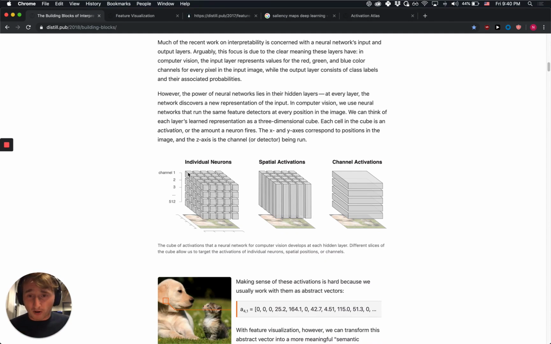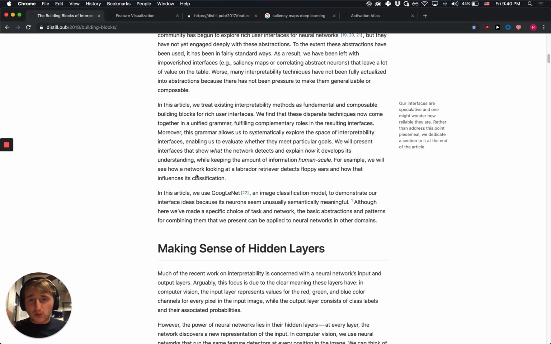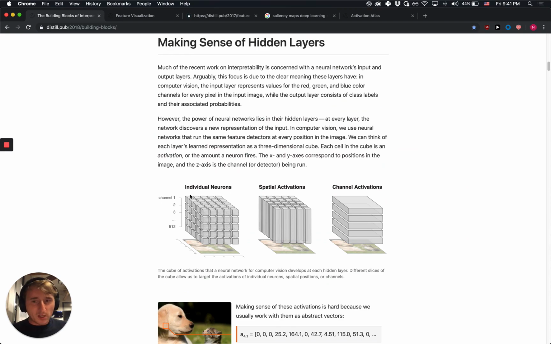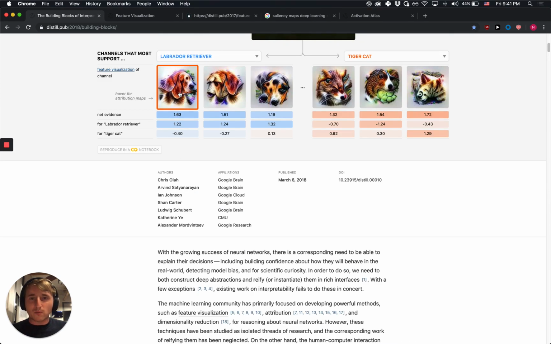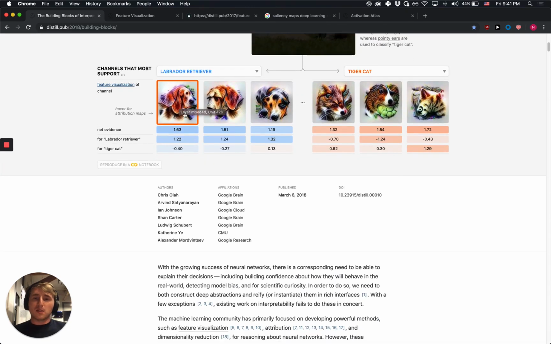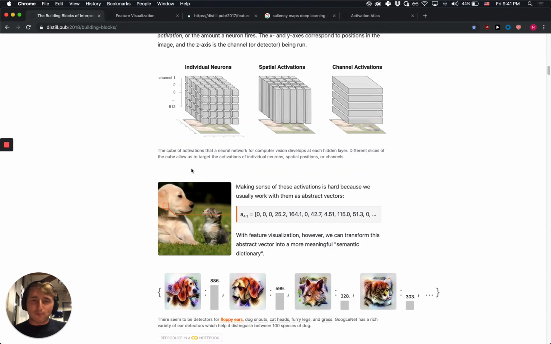One is to look at individual neurons. That is one channel and one spatial position. Another way is to look at all channels, so every single channel the layer has, but just for one spatial position. And the third way is to look at all spatial positions, but only focus on one channel. The feature visualizations we're looking at up here are one neuron. It's just one spatial position, just one unit. So it's a floppy ear unit. That's a neuron, but there are other ways we can break it apart.